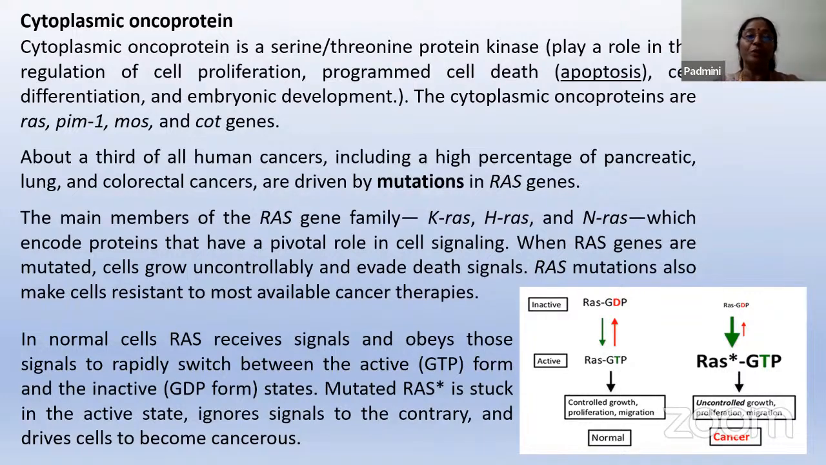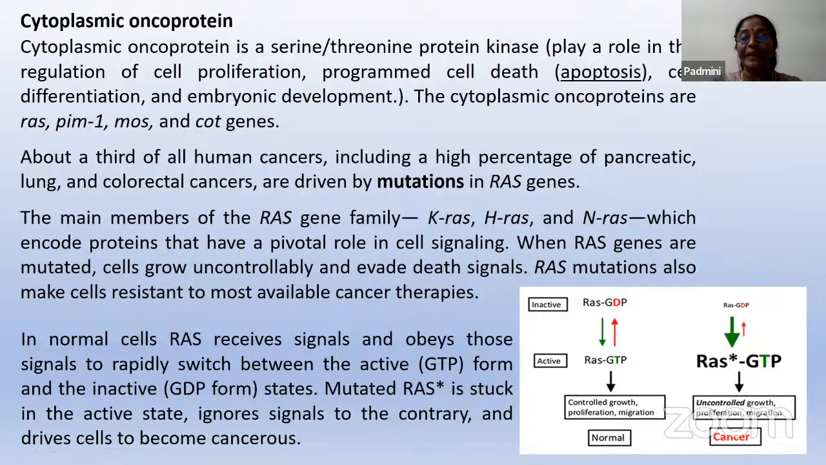So this is present where? It is present in the cytoplasm of the cell, the cytoplasmic oncoprotein. And the examples of the cytoplasmic oncoprotein are RAS, remember, rat sarcoma, PIM1, MOS, and COT genes. So these are the genes that are present in the cytoplasm. About a third of human cancers, including a high percentage of pancreatic, lung, and colorectal cancers, are driven by mutation in the RAS genes. RAS genes lead to different types of diseases or cancers. The main members of the RAS gene family are, these are found only in humans.